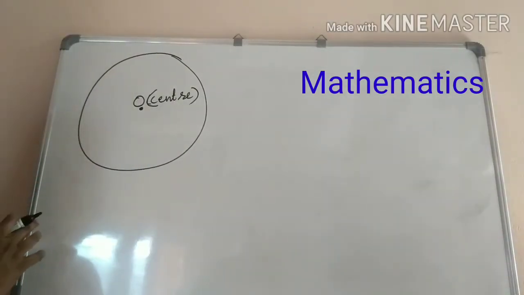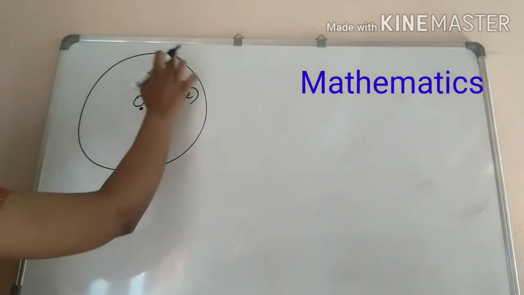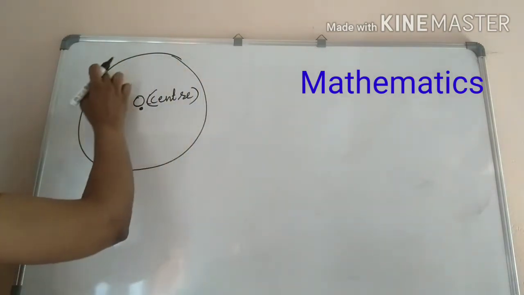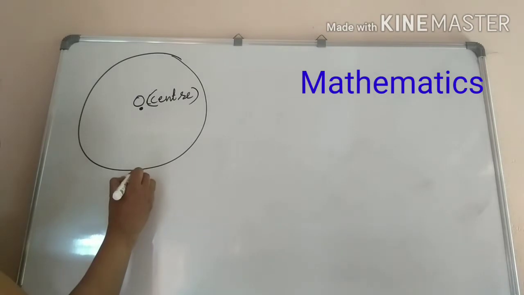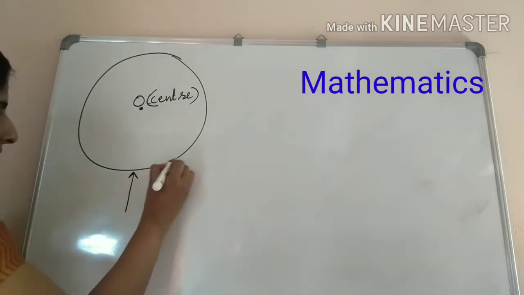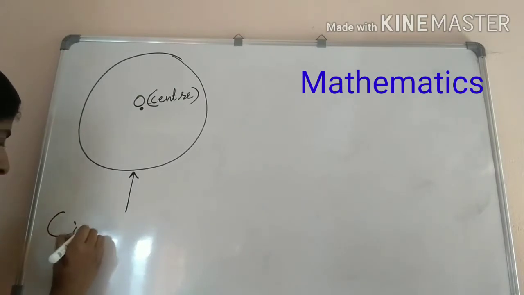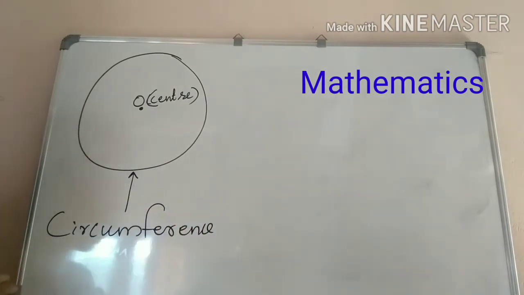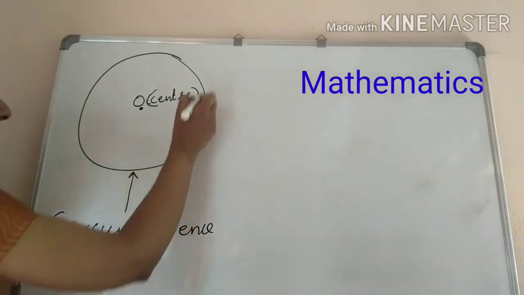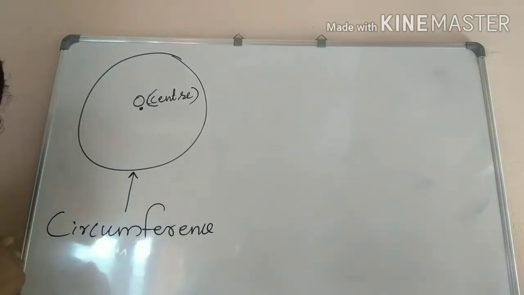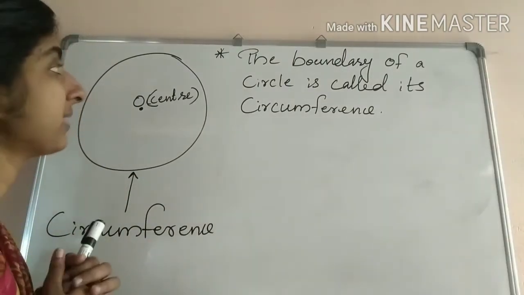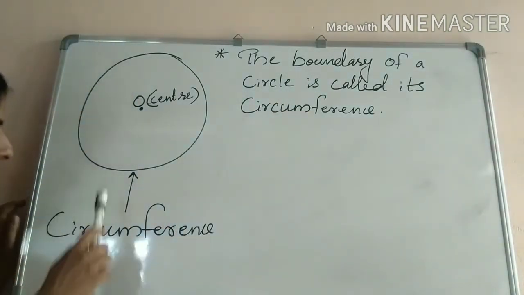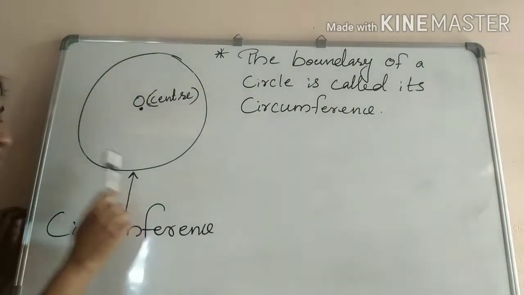This is a circle. The boundary of this circle is called circumference. Circumference. The boundary of a circle is called its circumference. See the definition of circumference: the boundary of a circle is called its circumference.